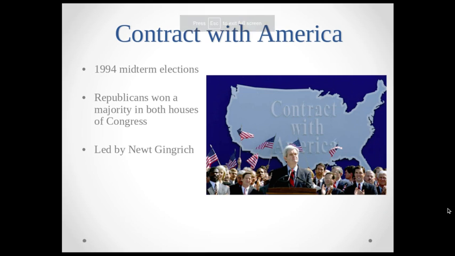Okay, U.S. history, let's get going. Today we're talking more about the 1990s, and we're doing it through the lens of looking at the Clinton presidency. As you guys know, he was president for the better part of the decade, a two-term president.